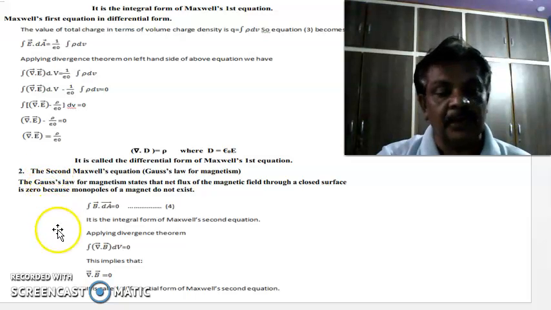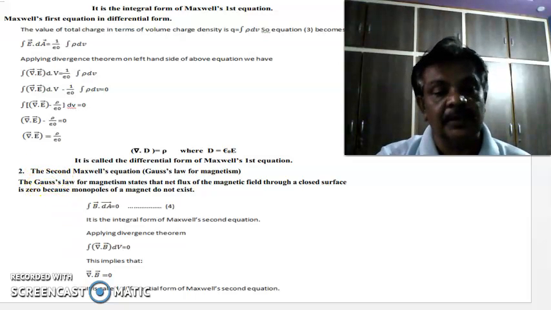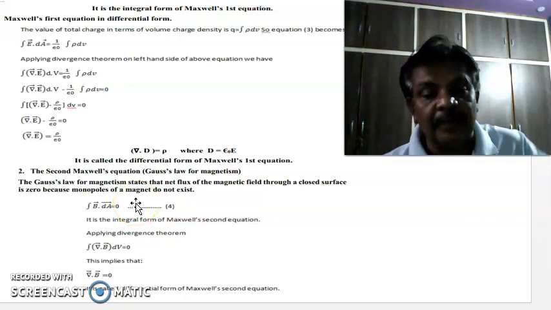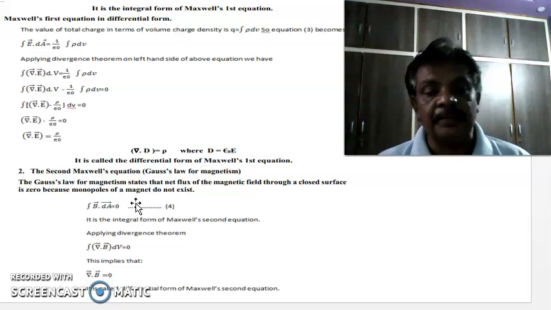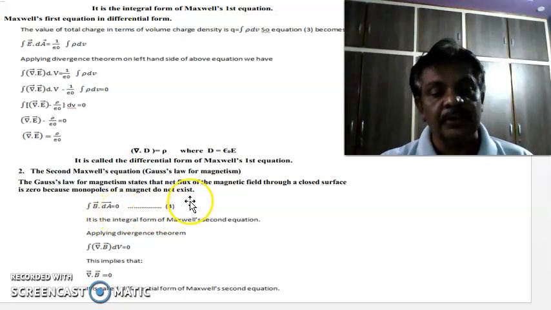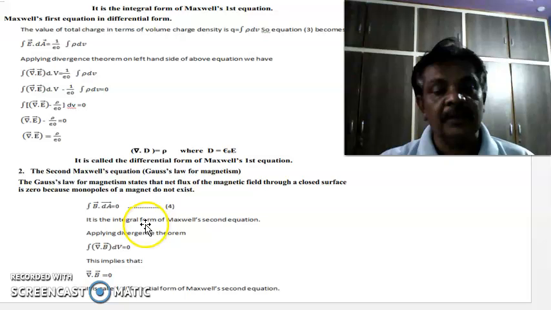And let us come to the second Maxwell equation. The second Maxwell equation is defined from the Gauss Flux Law of magnetism. According to Gauss Flux Law of magnetism, the flux diverging from a closed surface is equal to 0, because the magnetic flux does not travel from one pole to the other pole only; monopole does not exist. That is why we can write integral of B bar dot dA bar is equal to 0 as the integral form of the second Maxwell equation.